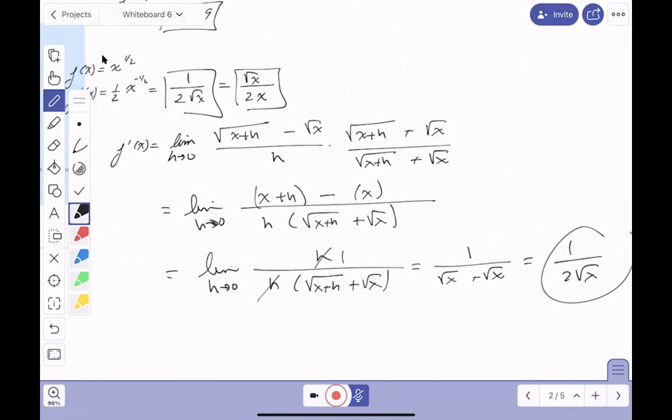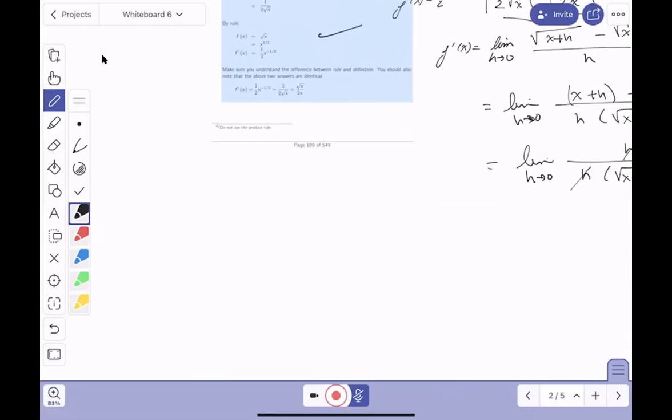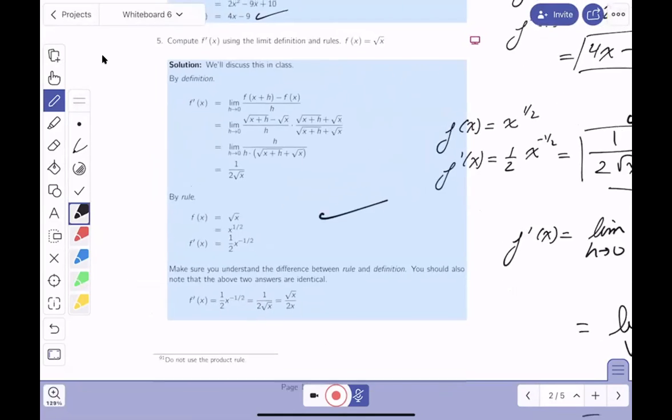Are we getting the same answer? Of course we are. All right, let's go to the next page. I think we did okay with that one over there.